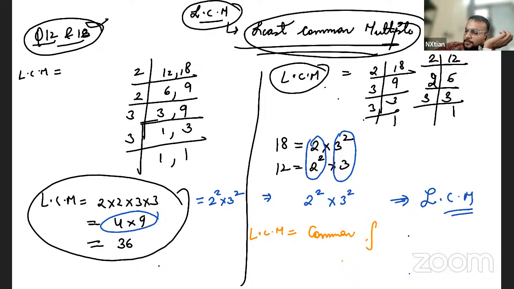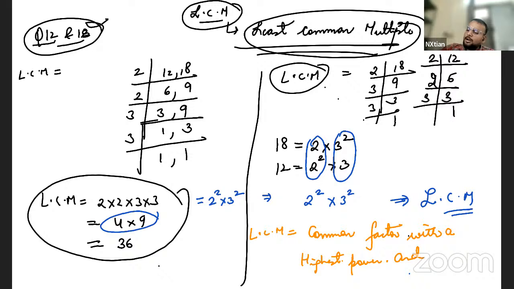common factors with the highest power. Like we can see that in HCF, for the common ones we were taking 2 to the power of 1 because it has the lowest power. But in LCM, it becomes opposite. 2 to the power of 2, it means that we are taking the common factor with the highest power. Yes or no?